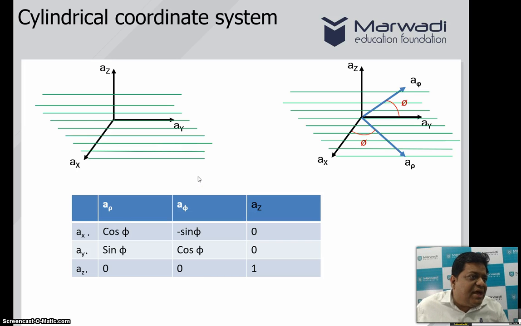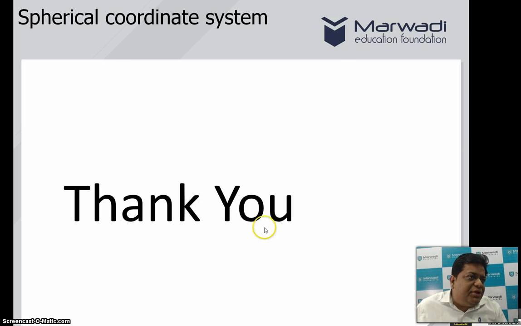So this is how we will be able to evaluate the dot product, and this is all about the cylindrical coordinate system. The next presentation will be on the spherical coordinate system.